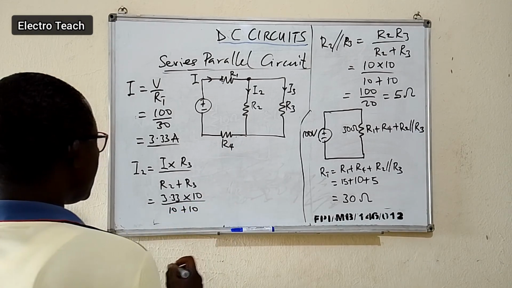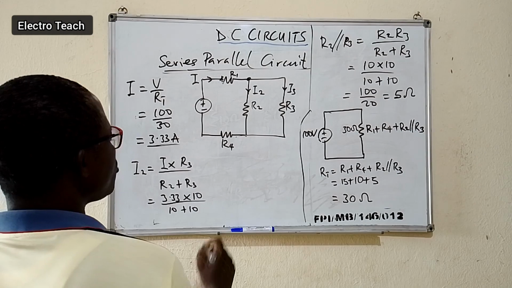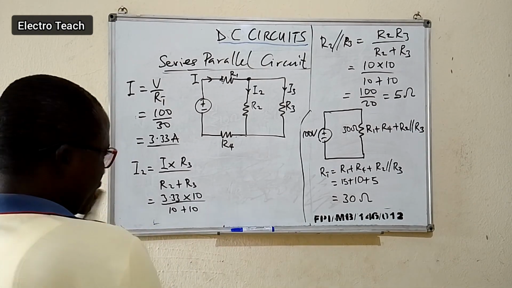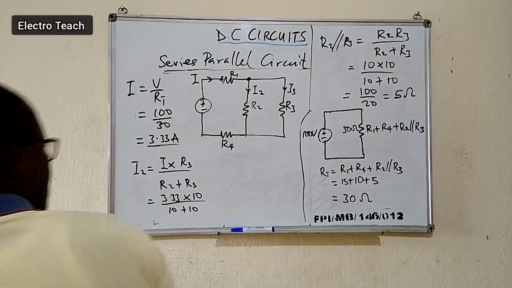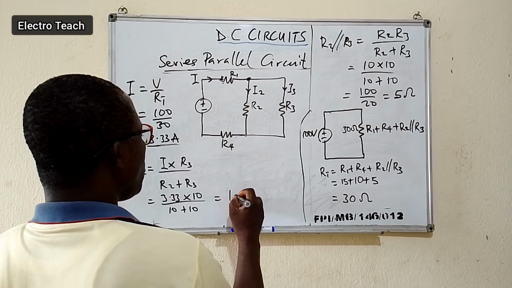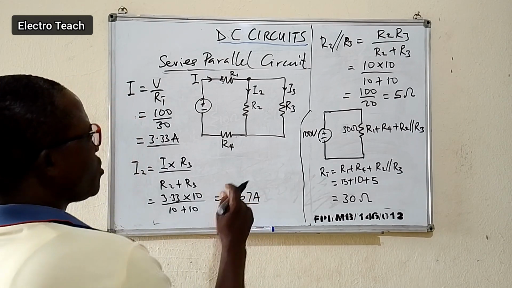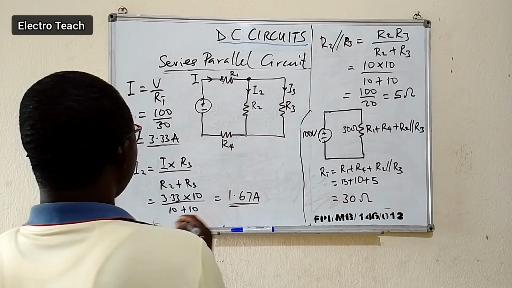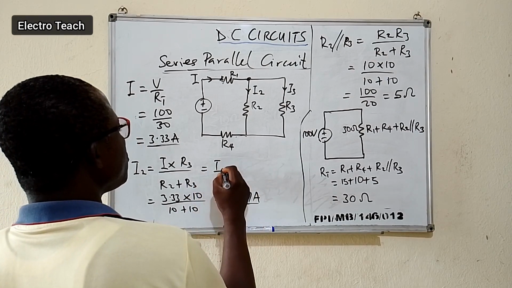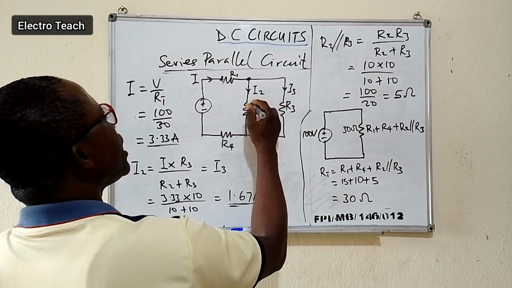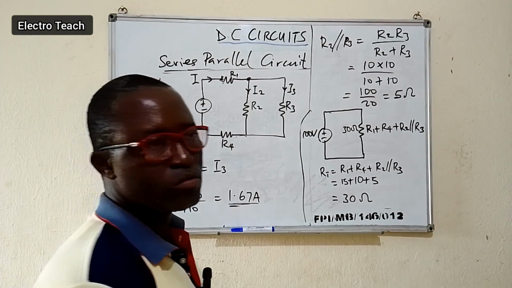So if you determine this on your calculator, that is 33.33 divided by 20. That gives us 1.67 ampere. Now that is actually the current in both R2 and R3, because by calculation this is also equal to I3, because we have equal value of resistances in either of the two branches.